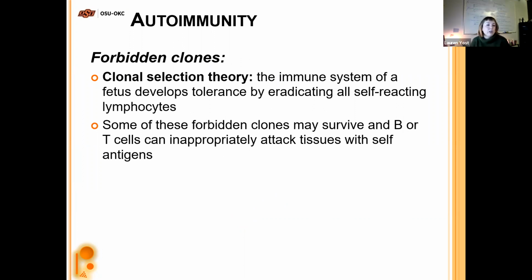Okay, autoimmunity, forbidden clones. We have the clonal selection theory, where the immune system of a fetus develops tolerance by eradicating all self-reactive lymphocytes, right? We talked about that in the beginning, getting rid of them. Some of these may survive, and B and T cells may inappropriately attack tissues with self-antigens as a result. That's the idea of how that would work.